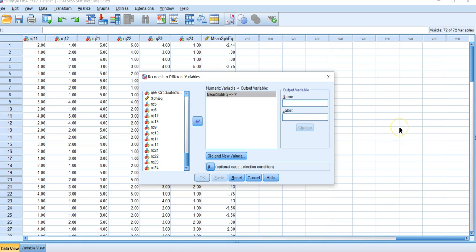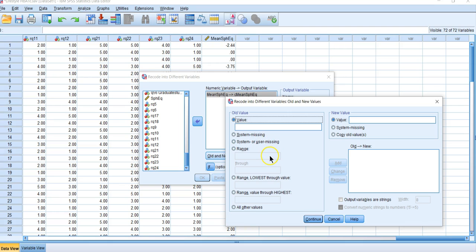We're going to recode as mean spherical equivalence. We'll give it a new name, C. I usually, when I put variables categorical, I just put a C in front of it. So we have the category of mean spherical equivalents. Hit change so that this comes up here. And then our old and new values. So there's a number of options. We can go value for value. We can even include system missing. We can give a range of variables. We can go lowest through highest and so forth.